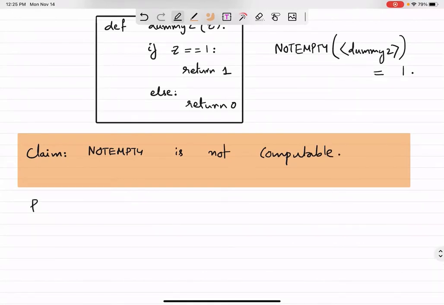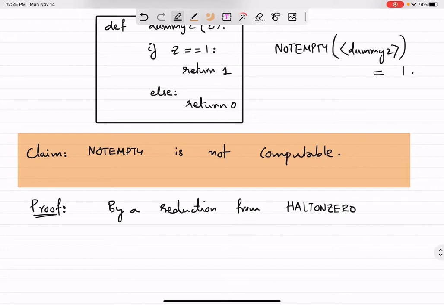And why? I can prove it with a reduction from halt on 0. Okay, so we'll prove it by a reduction from halt on 0. All right. Often, if you have to use a reduction, the first piece of the puzzle, I would say, is to pick the right starting problem to reduce from.